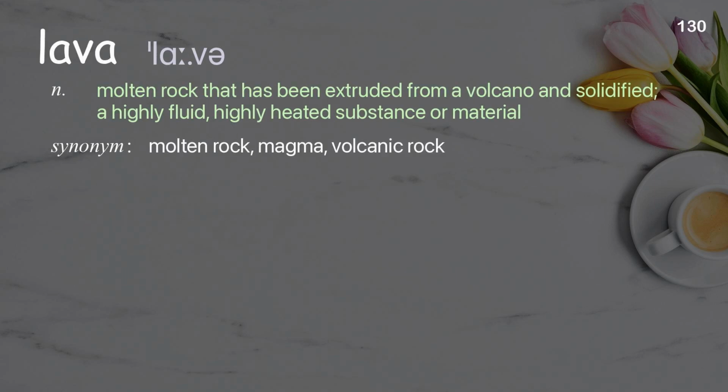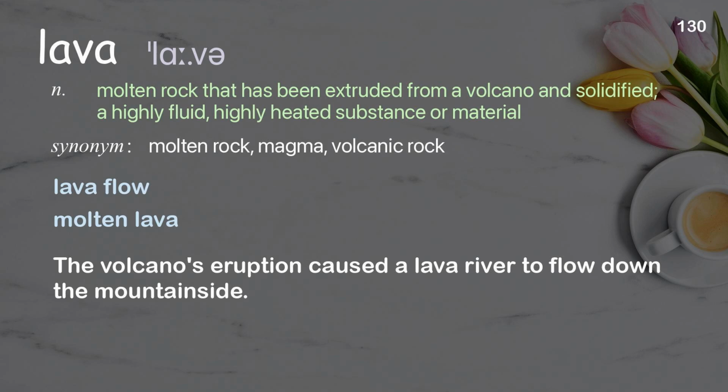Lava. Molten rock that has been extruded from a volcano and solidified, a highly fluid, highly heated substance or material. Examples: Lava flow, molten lava. The volcano's eruption caused a lava river to flow down the mountainside.